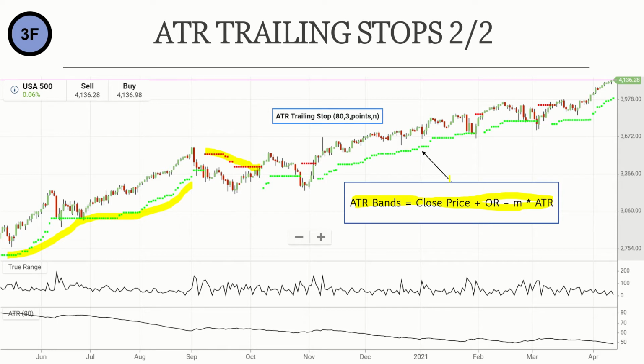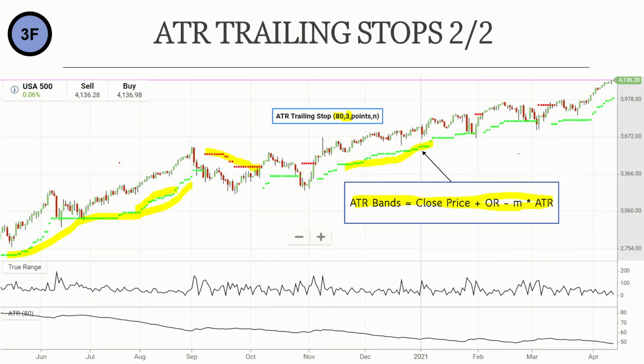In this case, we use a time parameter of 80 and a multiplying factor of 3. Let me show you that for the green line here, every line that is below the candlesticks, we are using the minus sign in the formula, and for the red lines, we are using the plus sign in the formula.